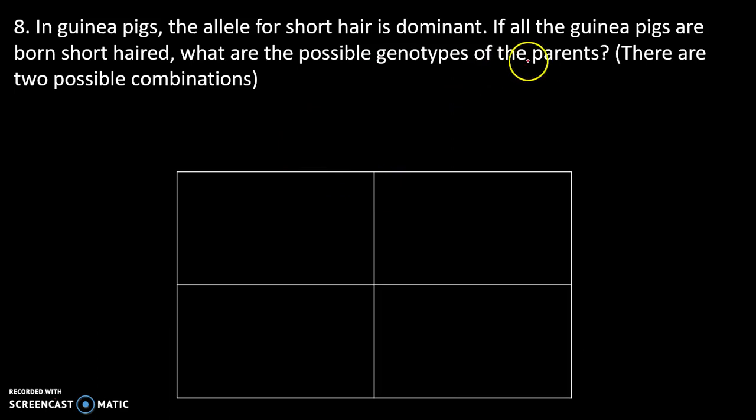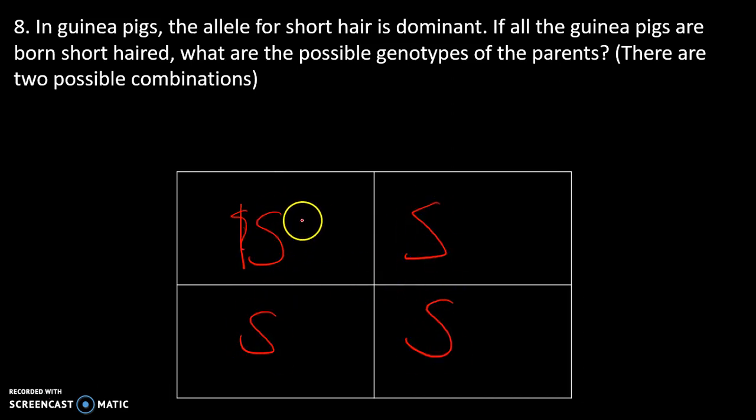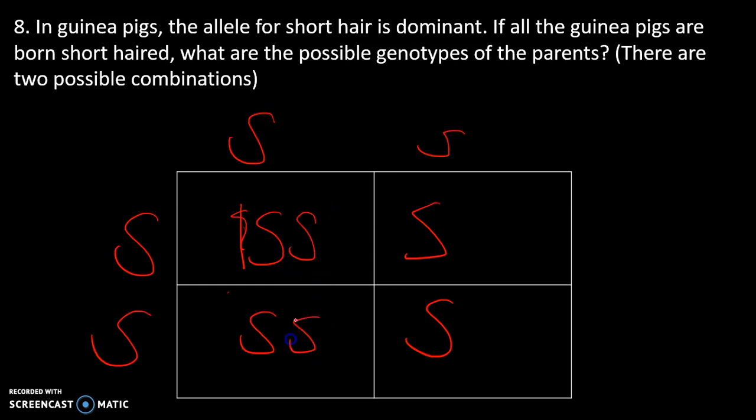In guinea pigs, the allele for short hair is dominant. If all the guinea pigs are born short hair, what's the possible genotypes of the parents? Well, there's 2 possible combinations. One, if all are born short-haired, let's use S. We could have 1 capital S here, 1 capital S here. And if we do that, we could cross a homozygous dominant with a heterozygous, which would mean that we would end up with all of them being short-haired.